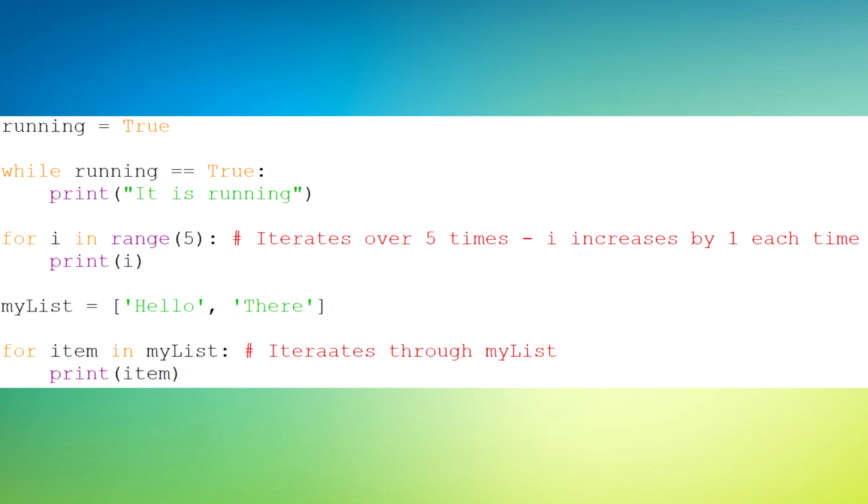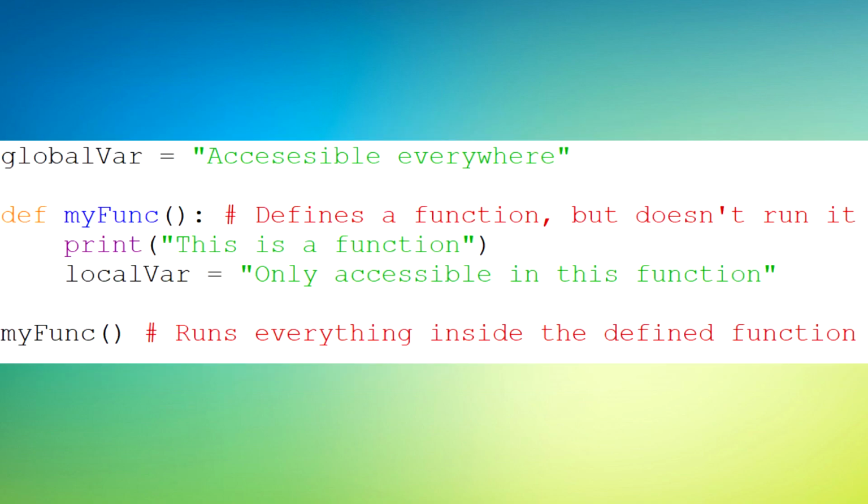We also have loops, while and for. While does something if something is true, like this. A for loop is used for iterating over a sequence like this. We can iterate over something a certain number of times using for i in range. Functions are blocks of code that only run when they are called like this. We run them like this.